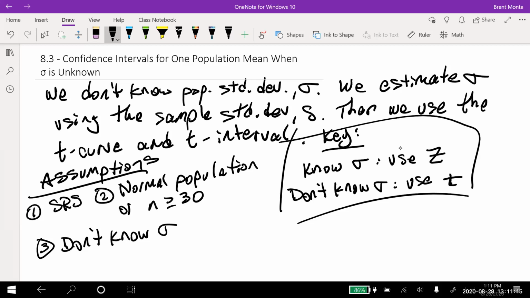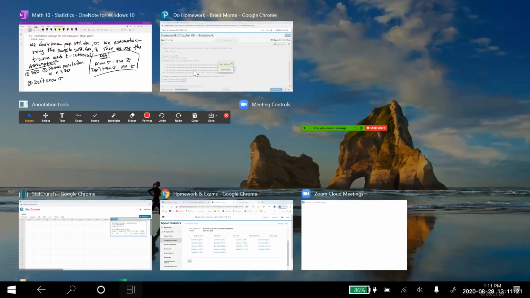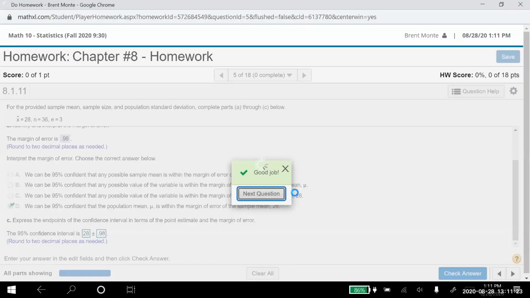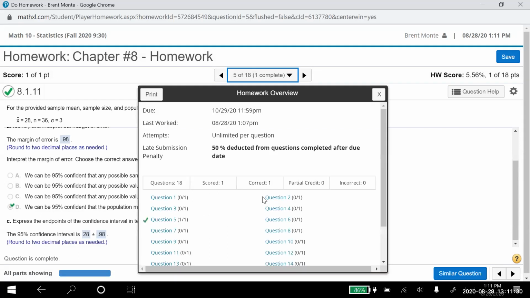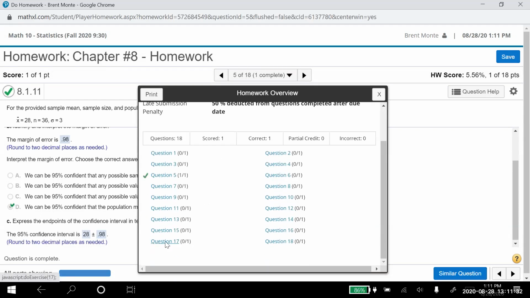So very similar to what we had before. But now let's do a problem out of the homework. We're actually going to jump in and just do problem 17. So we're still here in the homework. Let's pull up problem 17 and see what it looks like. There it is.